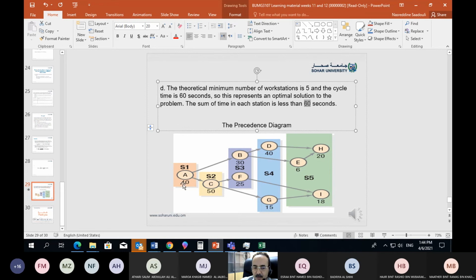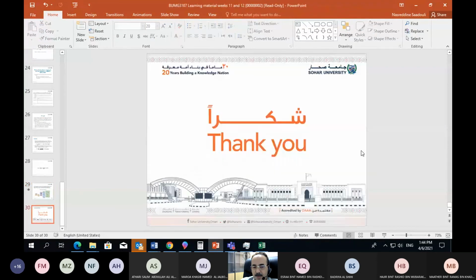Because you see now, 40 seconds, 50 seconds, 55 seconds, 55 seconds total. And here we have 26, 18, 44, much closer than a difference, for instance, between 40 and 6, or 20 and 18 and 40, and so on. This is the logic of the assignment of work elements to workstations.